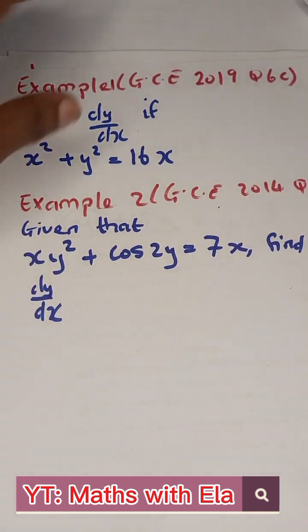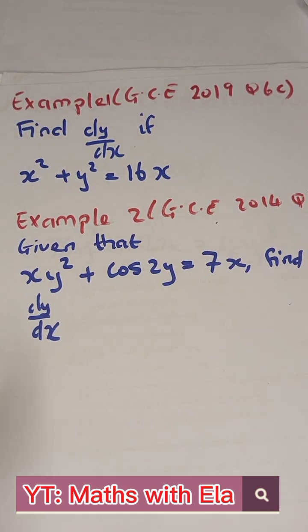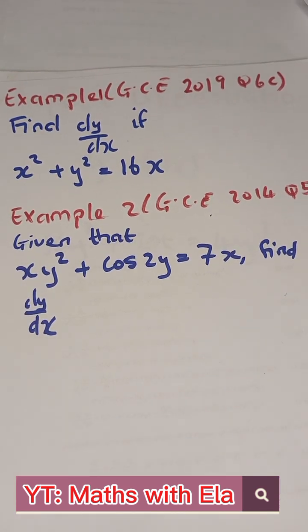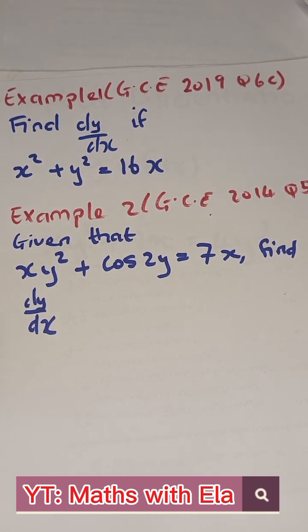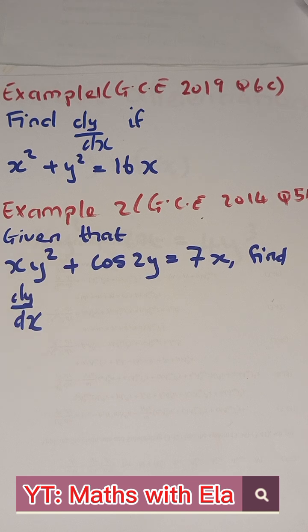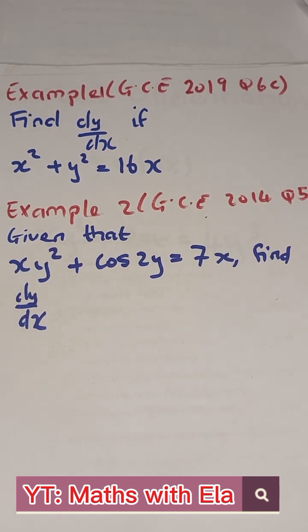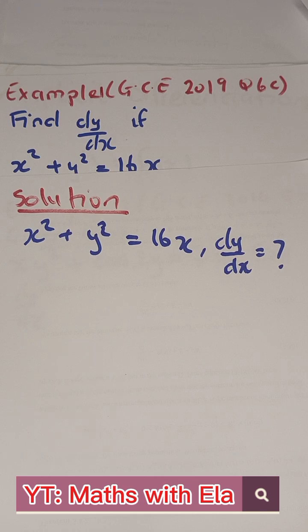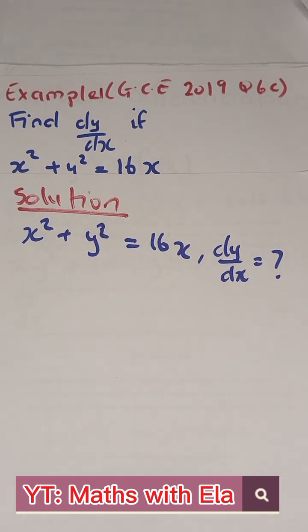Now, examples. We have two examples here, all of which are GCE questions. The first example is a GCE 2019 question 6C, and the second example is a GCE 2014 question. So, the first example: find dy by dx if x squared plus y squared equals 16x. And the second example: given that xy squared plus cos 2y equals 7x, find dy by dx. So let us proceed and illustrate how we can carry out implicit differentiation.